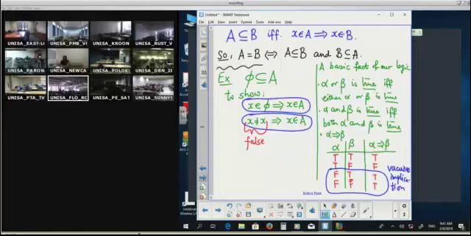But why is it false? Is it not supposed to be true? Wait. Can you find an element, anything in this world, which is not equal to itself? No. That's right.